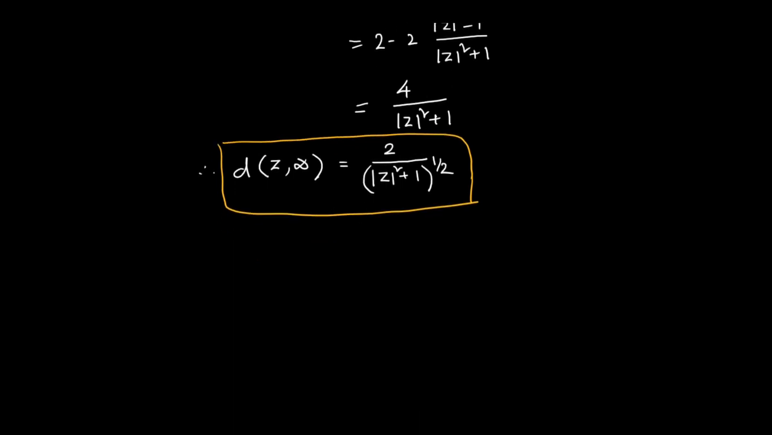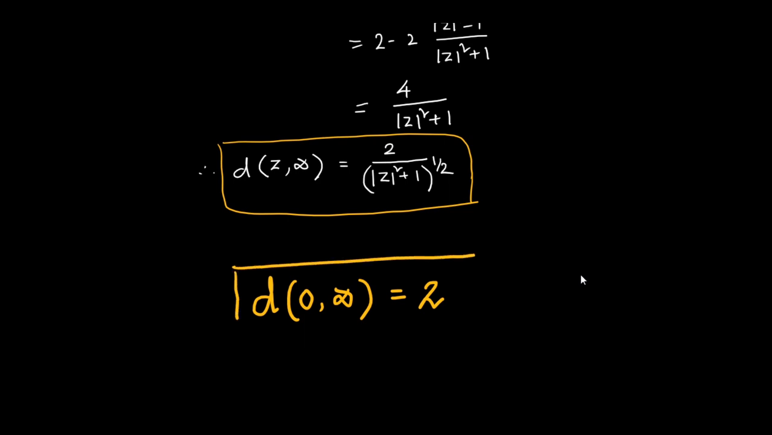For example, if we plug in z equals 0, that means the origin, then what do we get? We get the distance of 0, that is origin, and infinity. Can you tell me what it will be equal to? If z is 0, what will be mod z? Absolutely correct, equal to 0. So the distance of origin and infinity will be 2. That means this is a beautiful, a remarkable result.